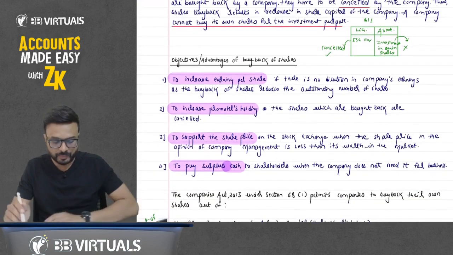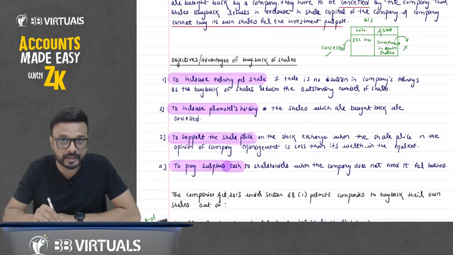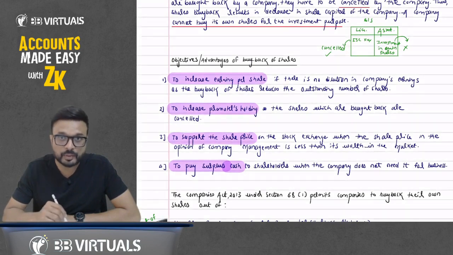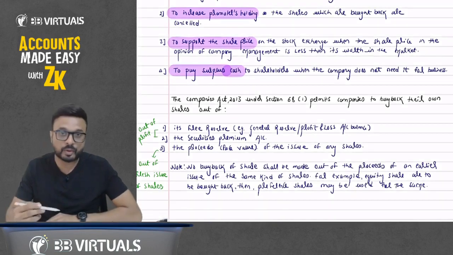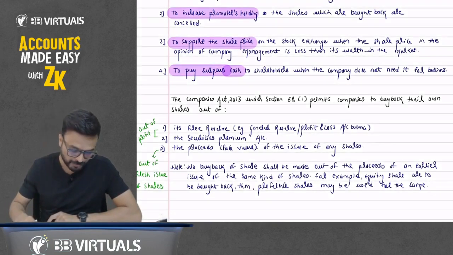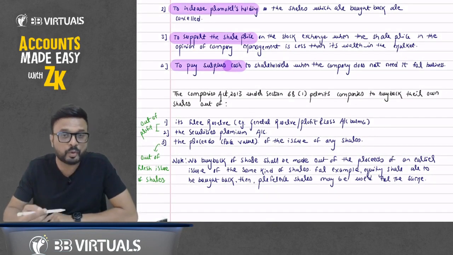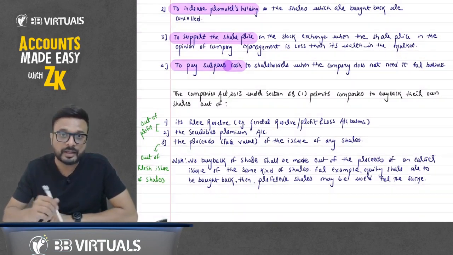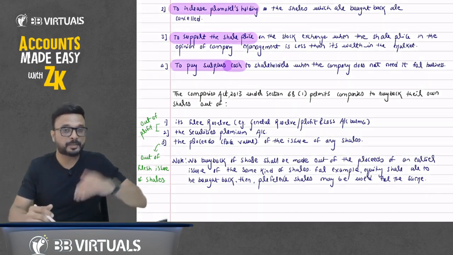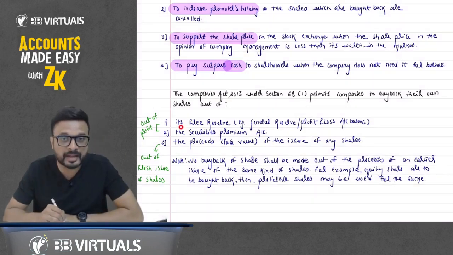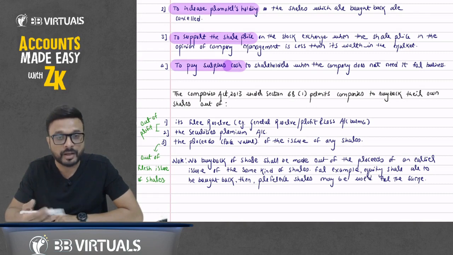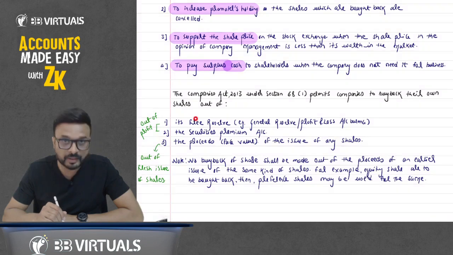What are the benefits of buyback of shares? To increase earning per share, to increase promoters' holding, to support the share price, and to pay out surplus cash. So we can do buyback out of a fresh issue of shares or out of profit. When we say they can do buyback out of a fresh issue of shares, it means that they are issuing some shares in the market. And when we say buyback out of profit, it means that they have to transfer the face value of the buyback shares to the CRR account. They can transfer to the CRR account by utilizing free reserves, and they can utilize securities premium as well.